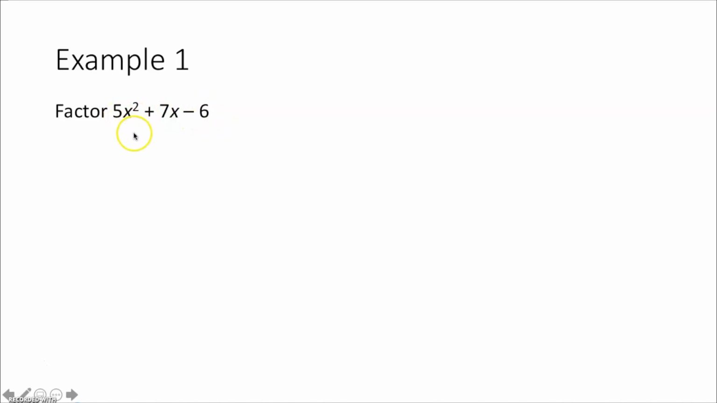So we go on to our magic x. We need to figure out what's our a value. That's 5. What's our b value? That's 7. And what's our c value? That's -6. We now make our magic x.